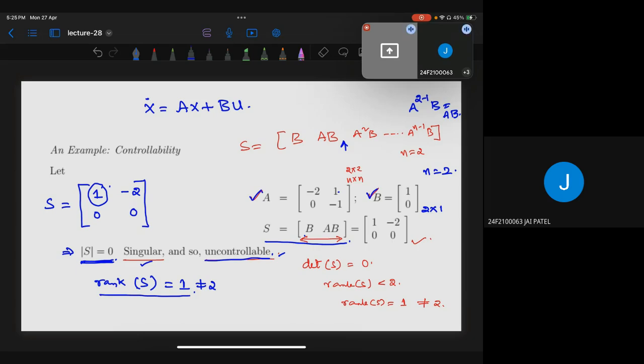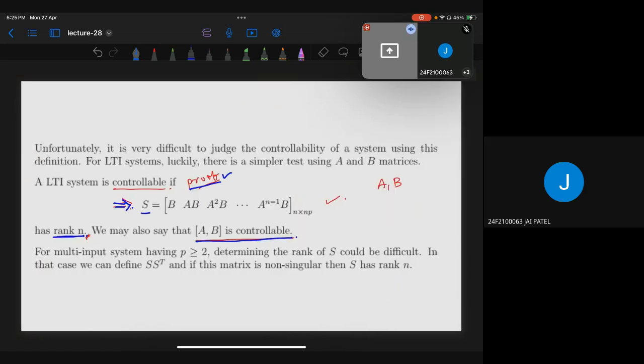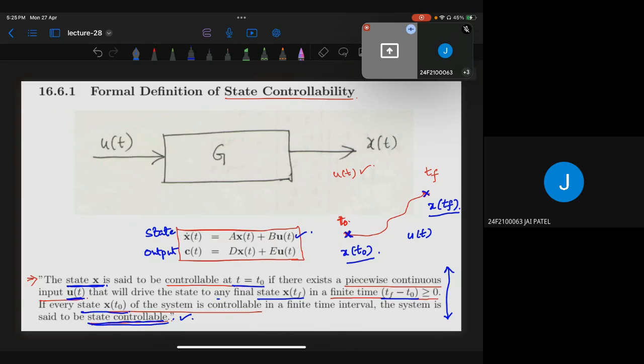Okay, got it. But here we don't need to check whether the rank is 1 or 0 or something else. We just need to check whether the rank is equal to n or not. Here the rank is not equal to n, hence the system is uncontrollable. Now let us go back to the definition. Uncontrollable means, again, look at this definition. I said that the system is controllable if there is an input u of t which can take the system from the initial state to the final state. Am I correct?